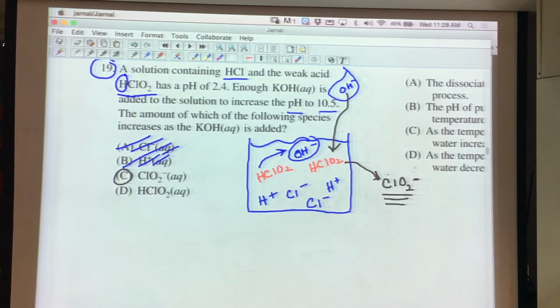Now some people would say, well, wouldn't this react with water to reform this? Well, yeah, somewhat, but there's still going to be a lot more of this because it's got something called a KB, which means it doesn't completely dissociate. It's a weak base. So it's not going to all go backwards. There's going to be a heck of a lot more of this. Okay? So the answer is this.